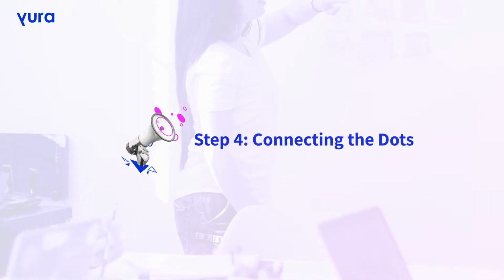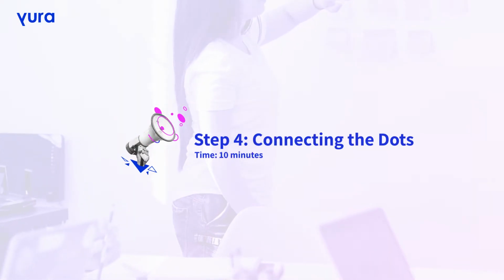Step number 4 is connecting the dots. Set the alarm clock for 10 minutes. And now that you've done some high-level research, it's time to narrow down your results by connecting the dots. Read through your research to determine with your group what are the most important details that affect your communication with your ideal audience. For example, if the majority of people share the same challenges, this will be an important detail to include in your buyer persona.